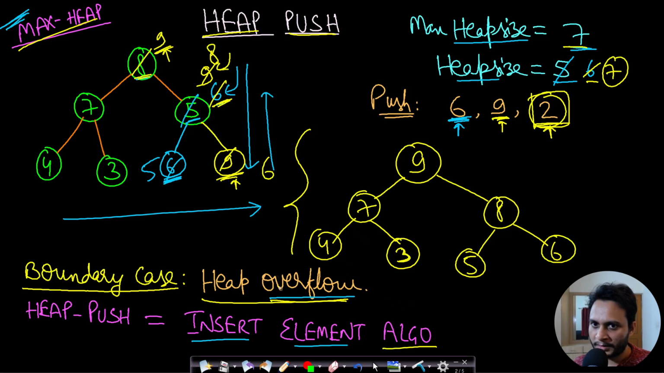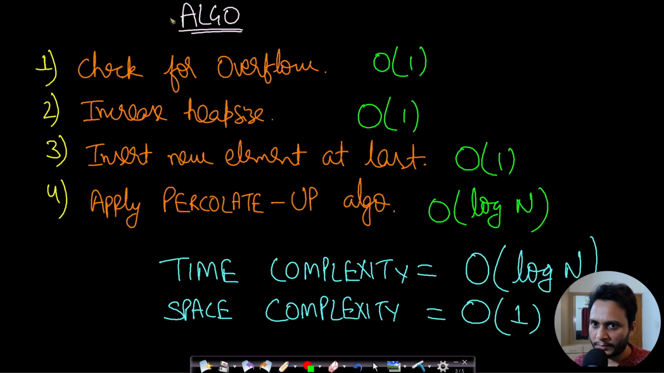Okay. Now once you have understood this, let us quickly look at the algorithm. In this case, first we will check for the overflow case, which will take order of 1 time. Increase heap size by 1, in order to accommodate the new element if there is no overflow. This will also take order of 1 time. Now we will be inserting the new element at the last position, which will just take order of 1 time because we are just copying it.